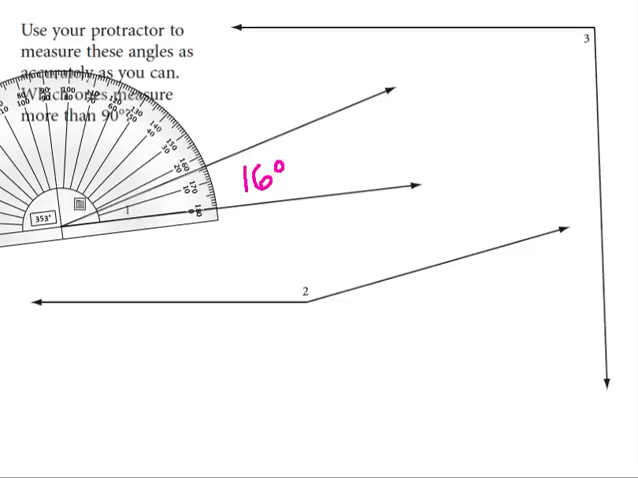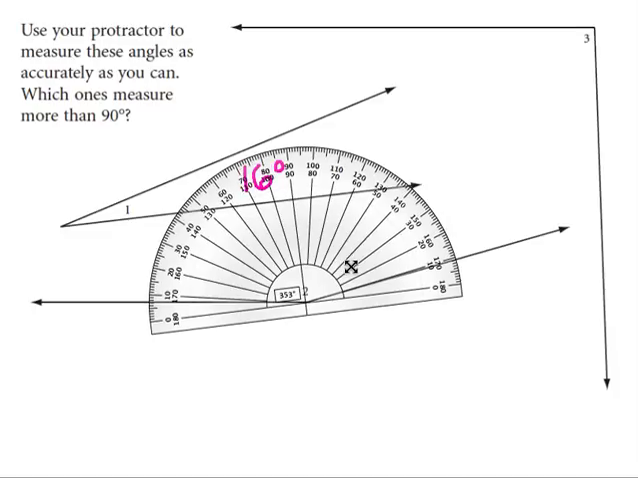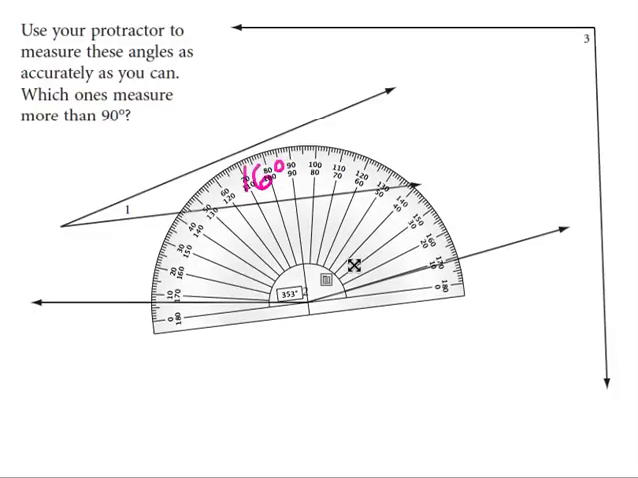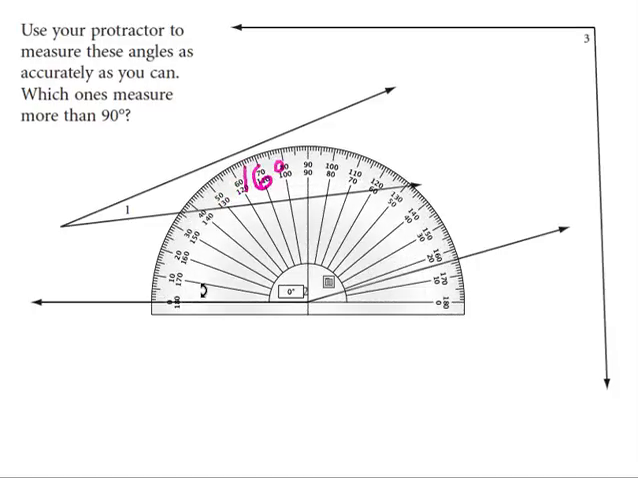Let's go ahead and measure number 2. Remember the very first thing, you're going to place the center mark on the vertex of the angle. Now you're going to line up the 0 degree with one side. It doesn't matter which side. I'm going to line it up with this left side here. At least on mine on the board, what scale am I going to use, the outside or the inside? The outside, because that's where the 0 started. Let's see where it crosses. It crosses right about here. How many degrees is that?